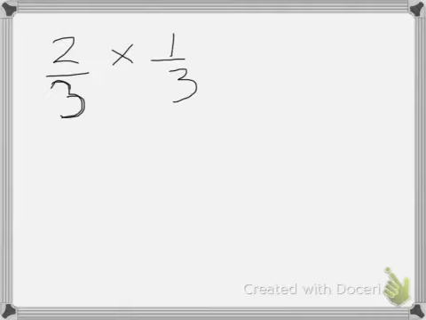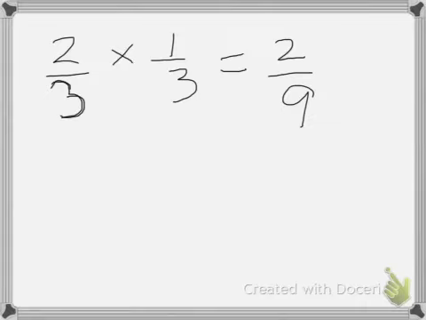Okay, these fractions can be integers. That means it could be positive or negative. But here we have two positives. So when you multiply these fractions, you just multiply across, and the answer is 2 over 9, because you just multiply the top and bottom.